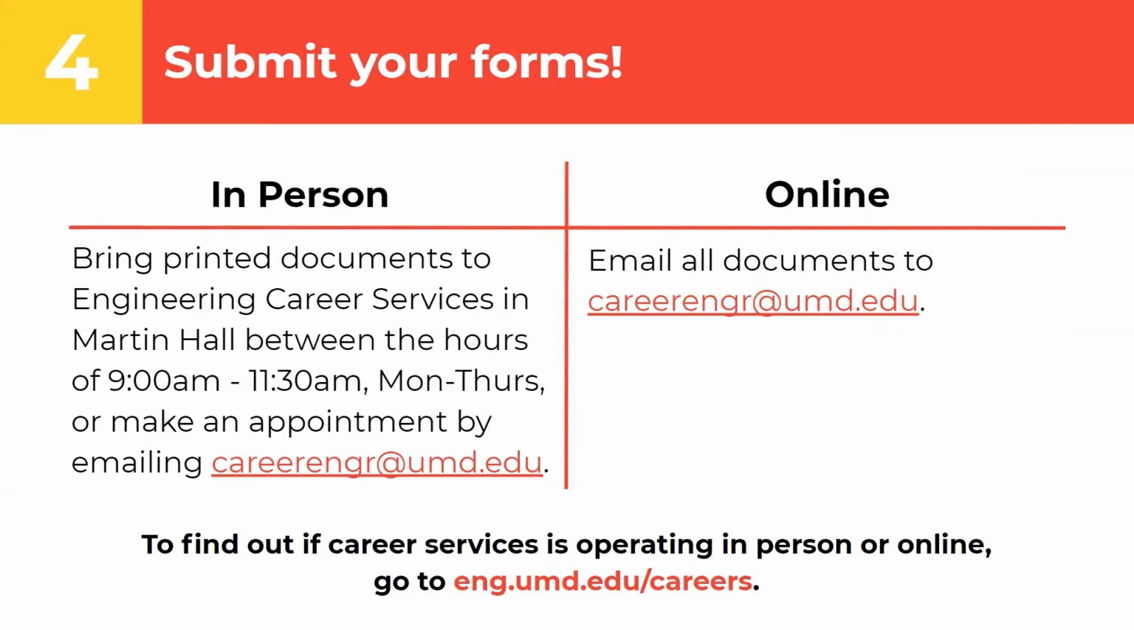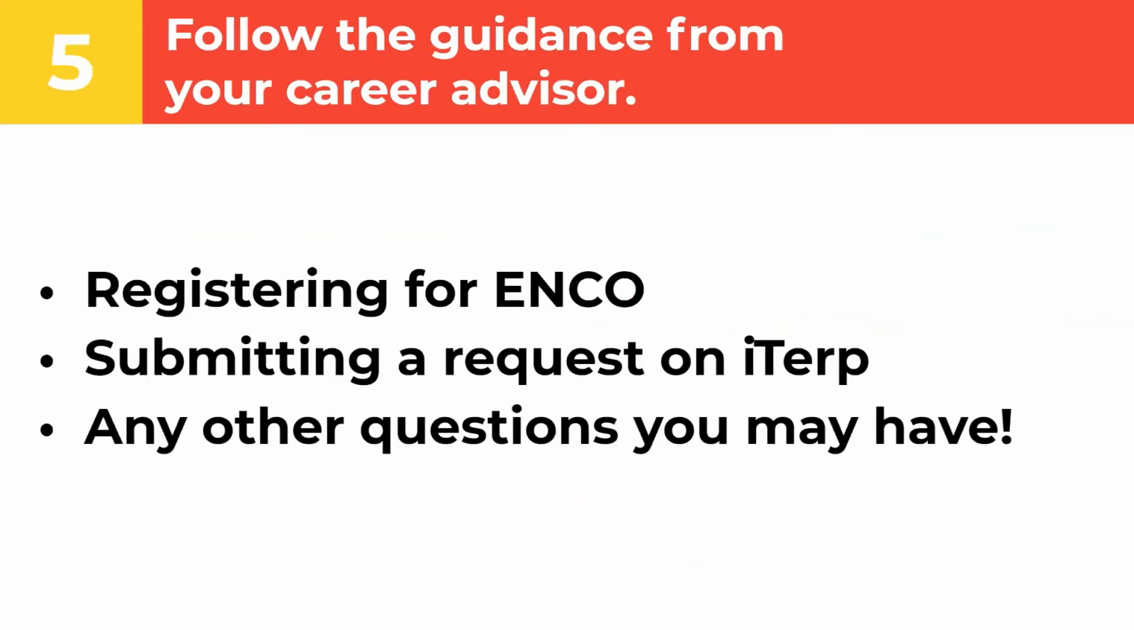If Career Services is operating online only, meaning they don't have any in-person hours whatsoever, you will go ahead and email your three documents to careerengineer@umd.edu. And to figure out whether operations are in-person or online, check out our website at eng.umd.edu/careers.